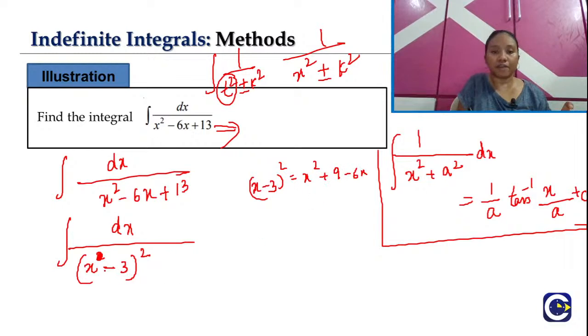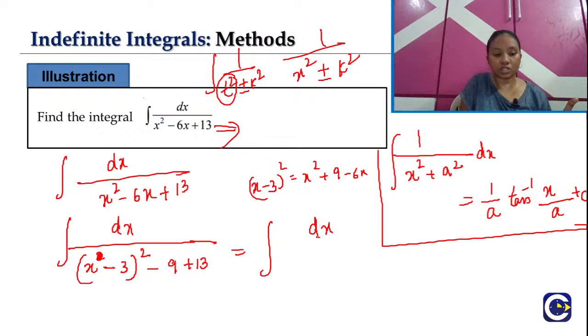So we already have here x square and minus 6x. So plus 9. To eliminate plus 9, I have to add minus 9. So plus 13 is already present here. So now my integration term will be converted into x minus 3 whole square. So what is 13 minus 9? 4. So plus 4.